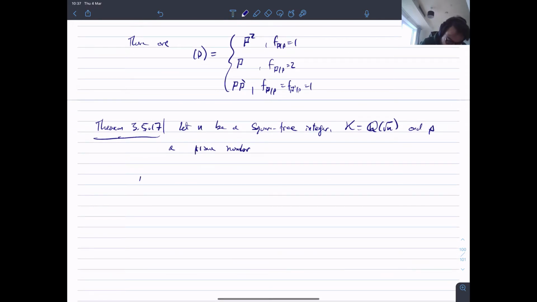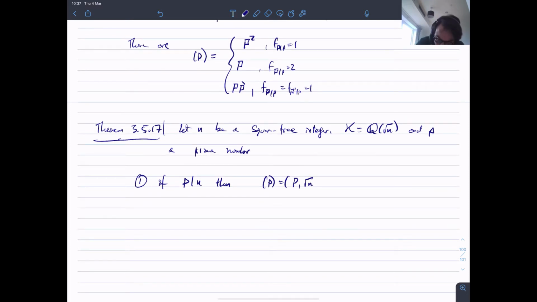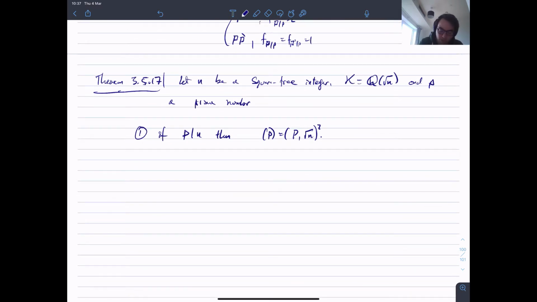Then what do we have? 1, if p divides n, then the ideal generated by p is nothing but p, sorry, excuse me, p in root n squared. Oh, sorry. So if your prime divides your n, then you just get one single prime squared, so you get something totally ramified.